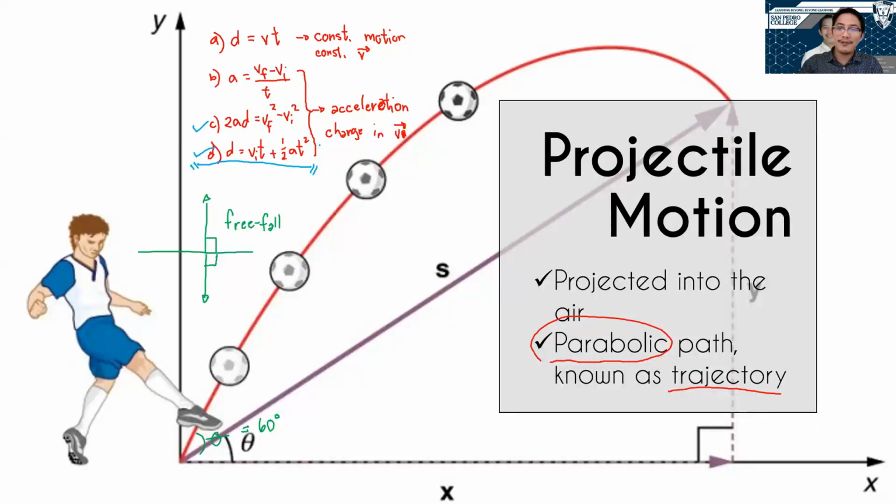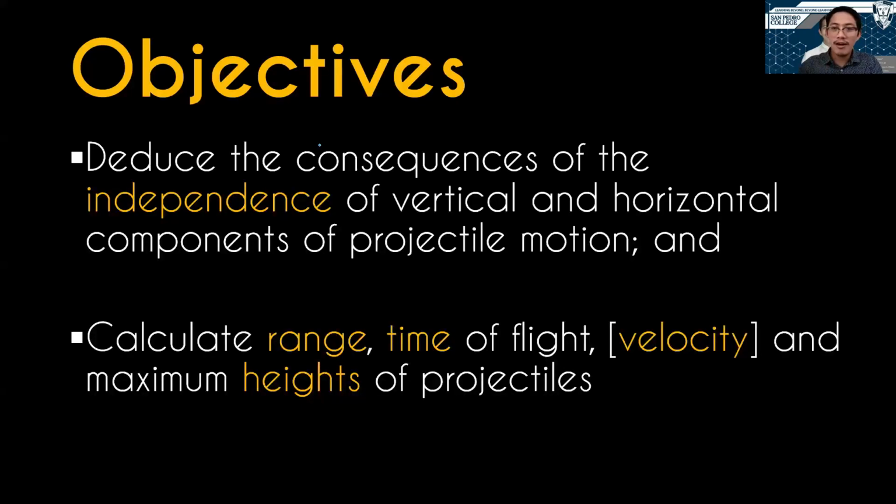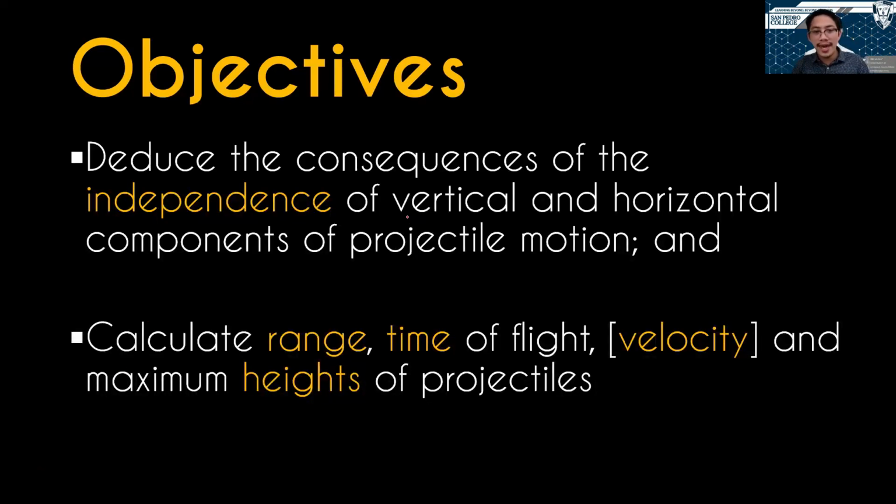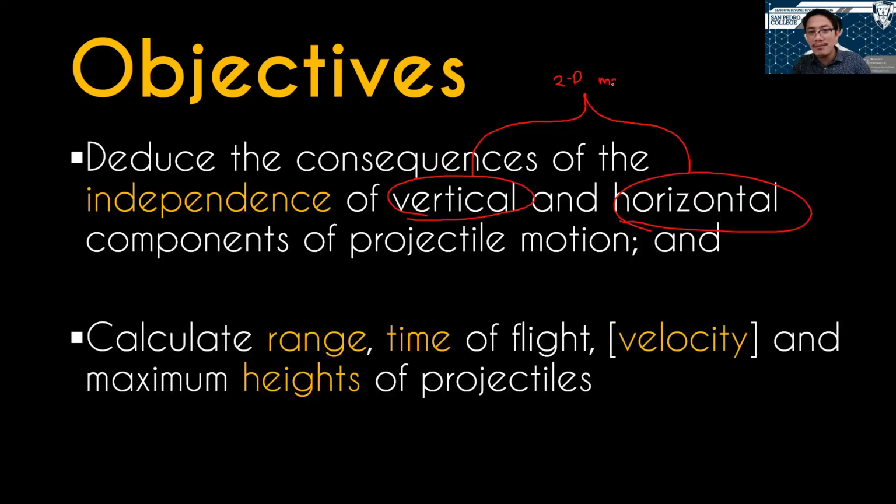So for this morning, these are our objectives. We are going to discuss the independence of vertical and horizontal components of motion. Since we are talking about projectile motion, we are going to get the vertical component and the horizontal component of our motion. So we have a two-dimensional motion.